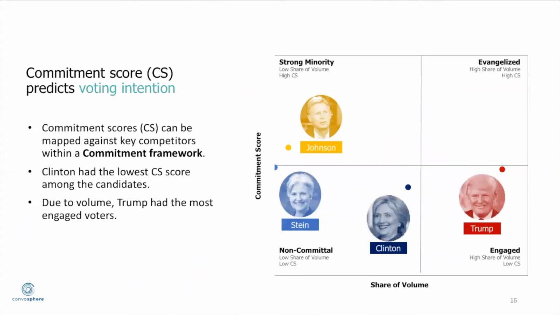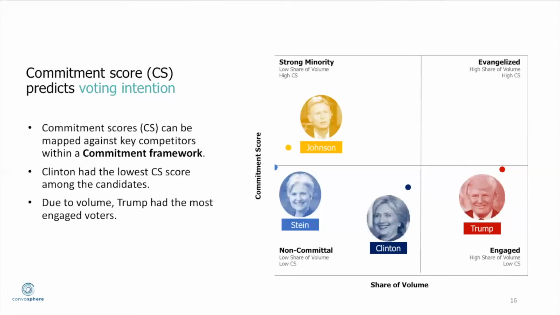Clinton had the lowest commitment score, as you can see here, and Johnson had the highest, although he had a lower share of volume. This means that Johnson had strong but few followers. And you can see here that Trump had a little below the average commitment score, but he had the most engaged voters. As a next step, we wanted to look into details of what actually drove these results.